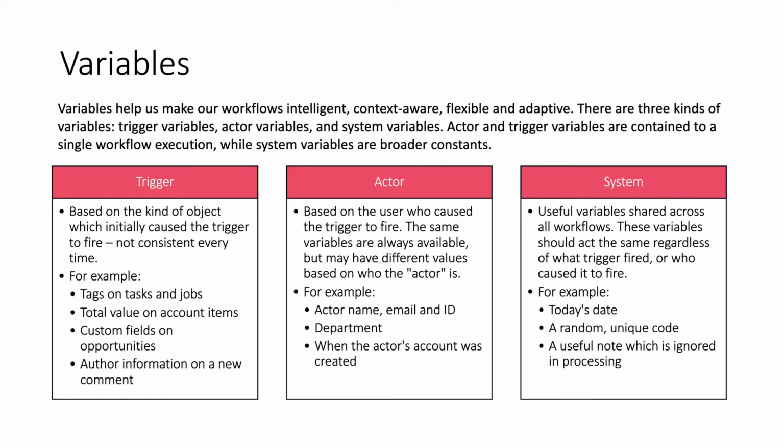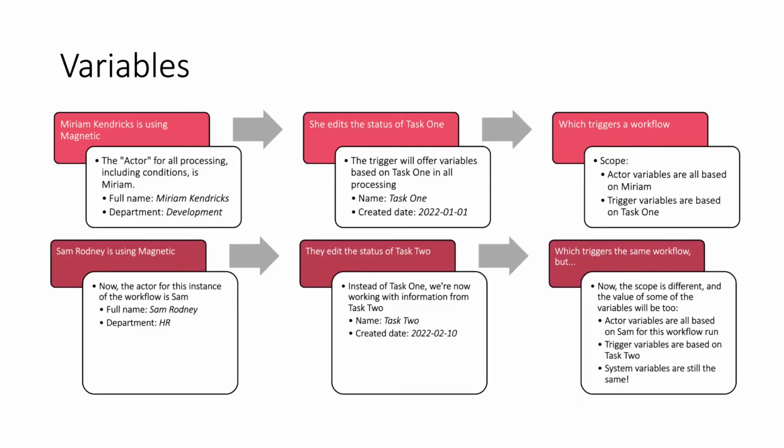Finally, we also have system variables. System variables are not affected by the trigger or the actor. For example, regardless of which trigger is fired or who fired it, today's date will be the same. The system variable list lets you access these kinds of constant values in your conditions and actions. Here's a simple diagram explaining how variables are fed to a workflow based on the trigger and the actor. Feel free to pause to read closer.